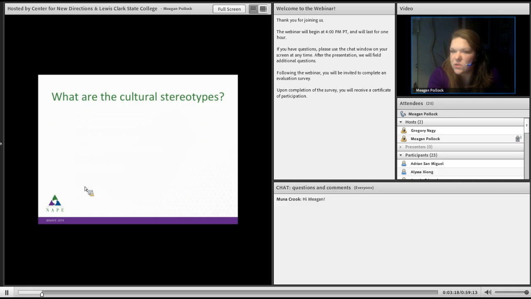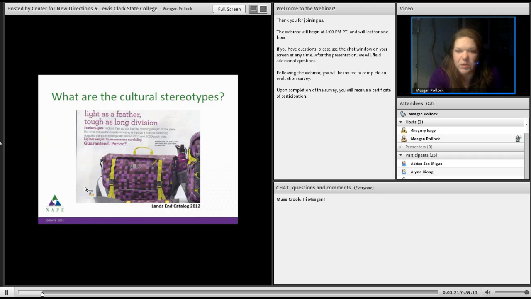And then the next image gives the contrasting image, and this was a true picture from a Lands' End catalog a couple of years ago. And here you've got a purple bag, again, sort of gendered colors. Chloe here doesn't have a sports object on her bag. She's got a water bottle. She doesn't have any books. And the heading says, light as a feather, tough as long division. And so you'll see between these two images that we're perpetuating some cultural stereotypes that boys are supposed to be tough, and that boys are supposed to be athletes, and that girls are supposed to be weak and maybe not so interested or struggle with math.